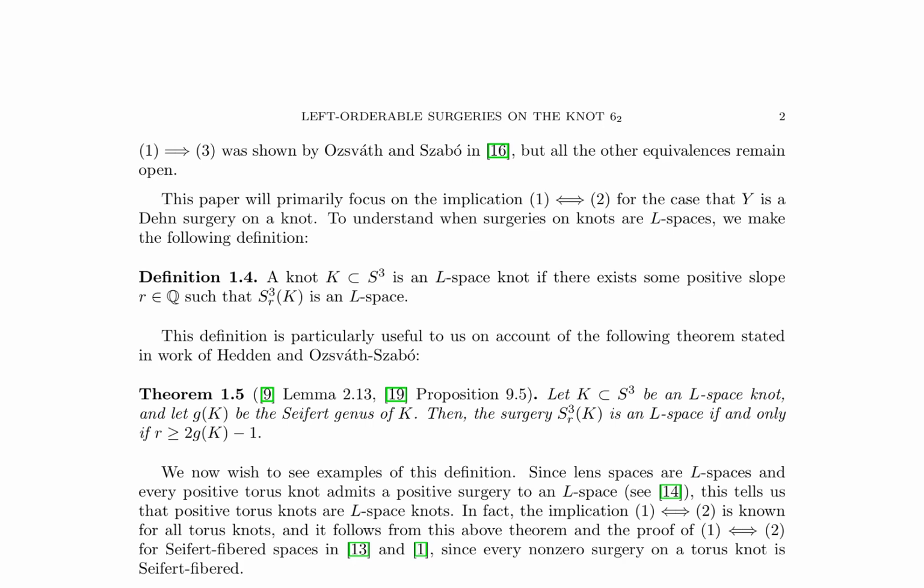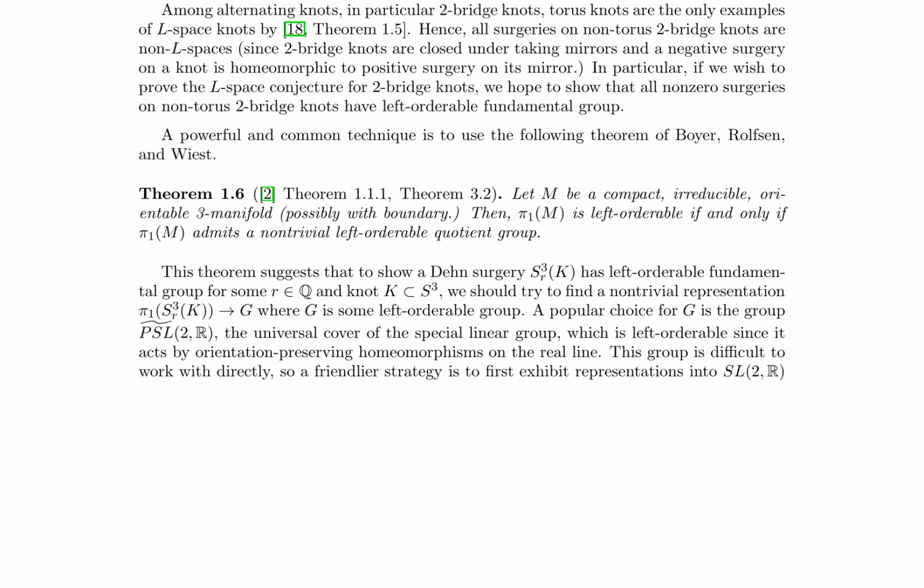The use of the tilde-wide PSL(2,R) representations is a key aspect, as it allows for the study of the fundamental group's left-orderability through the lens of hyperbolic geometry. The research also explores the connection between left-orderability and the existence of taut foliations, emphasizing the importance of understanding these concepts for the L-space conjecture.